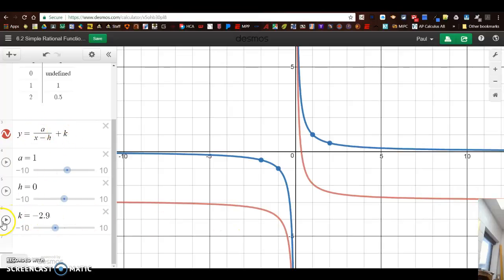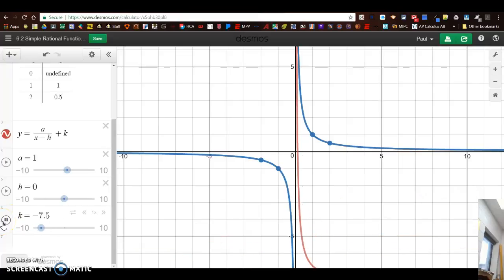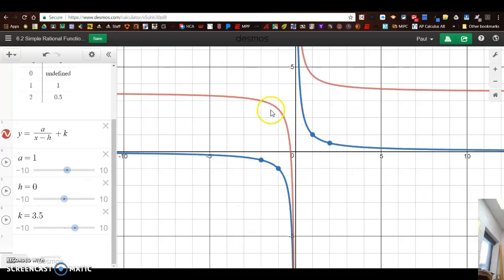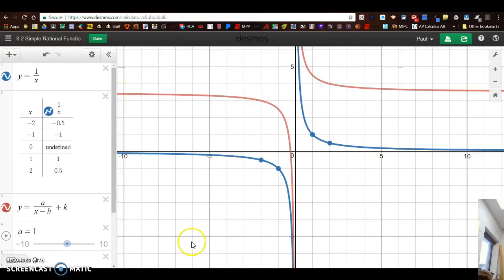Okay? And with K, I keep the sign of whatever I see in the equation. So here now K is positive 3.5. Well, that 3.5 is where that horizontal asymptote is. So that's graphing some simple rational functions with vertical asymptotes and horizontal asymptotes. Give you a quick idea, and you can play around with that in your notes.